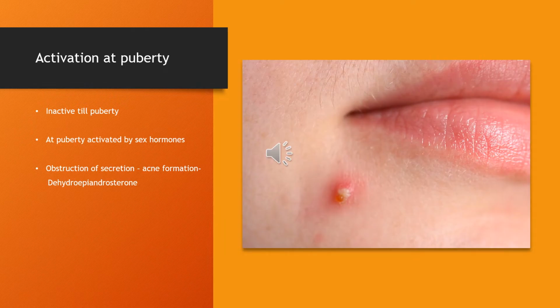Activation of sebaceous glands at puberty. These glands are inactive till puberty, and during adolescence, they will be activated by sex hormones in both males and females.